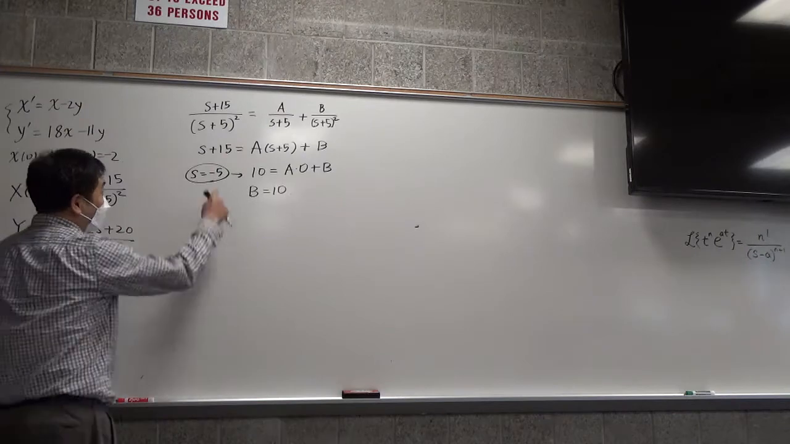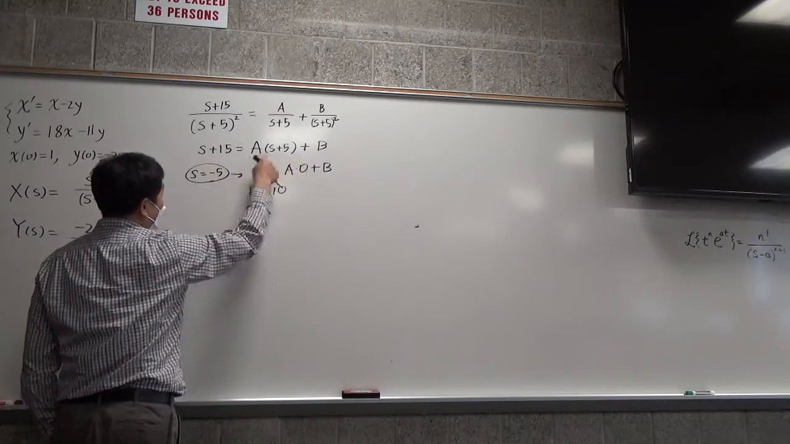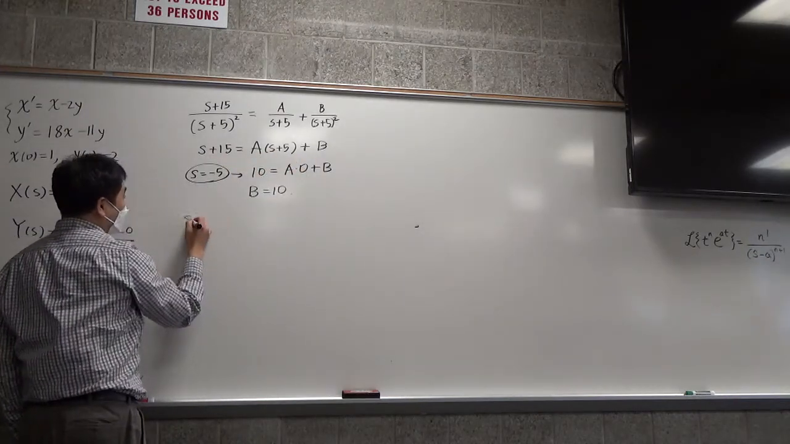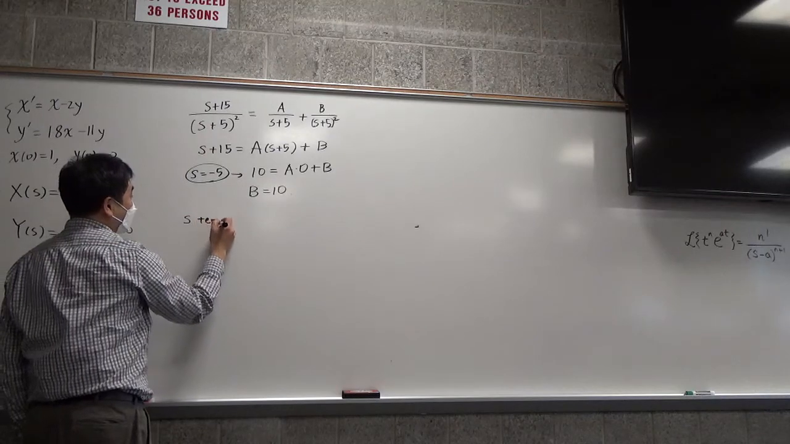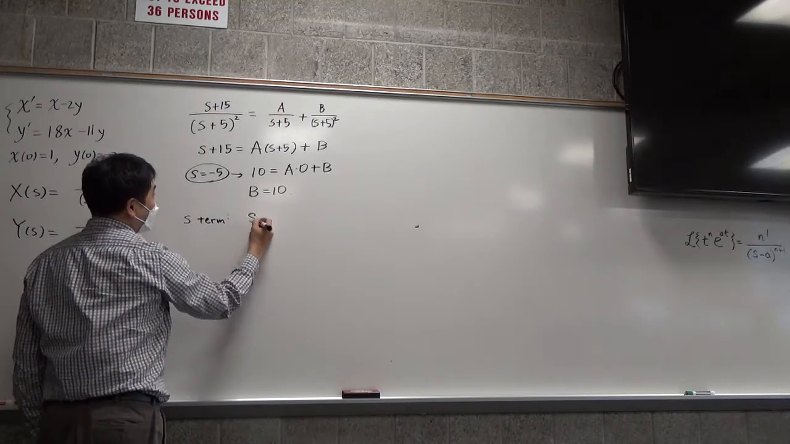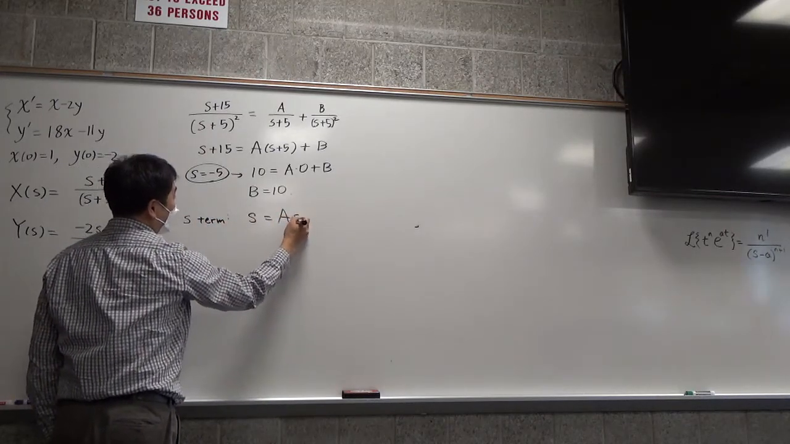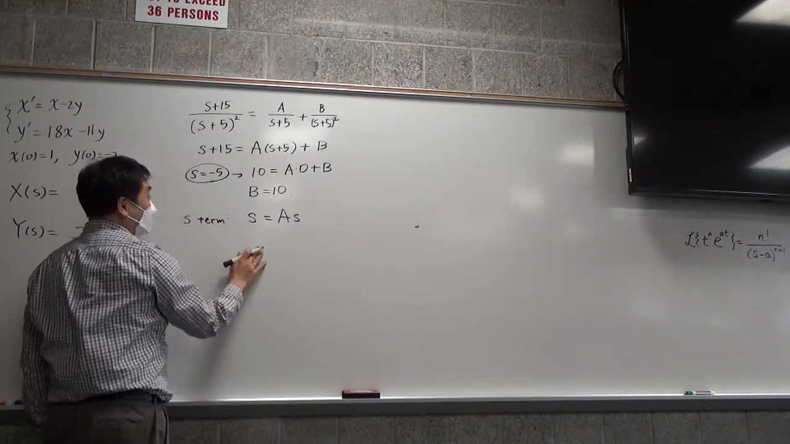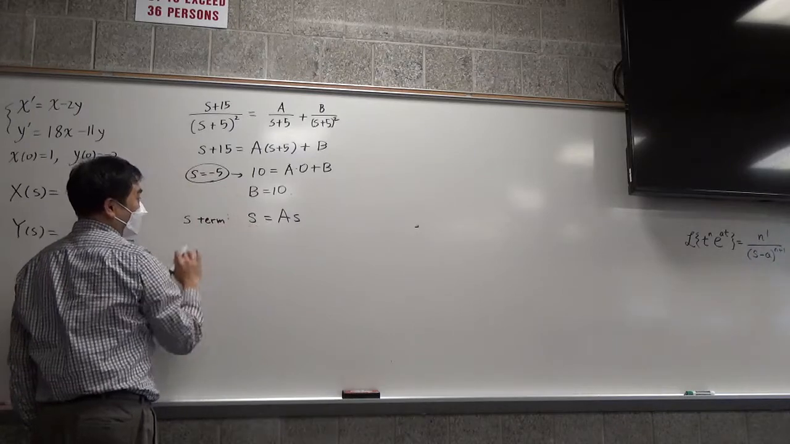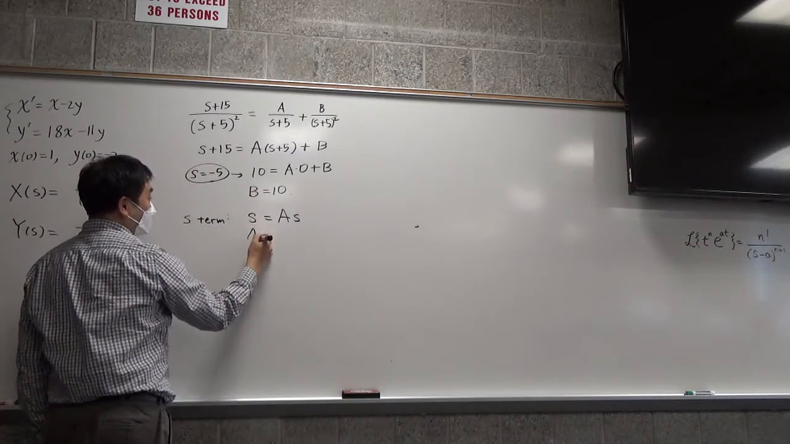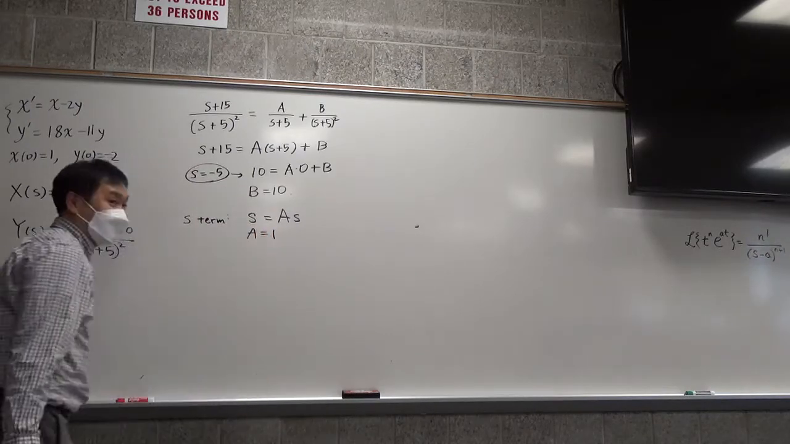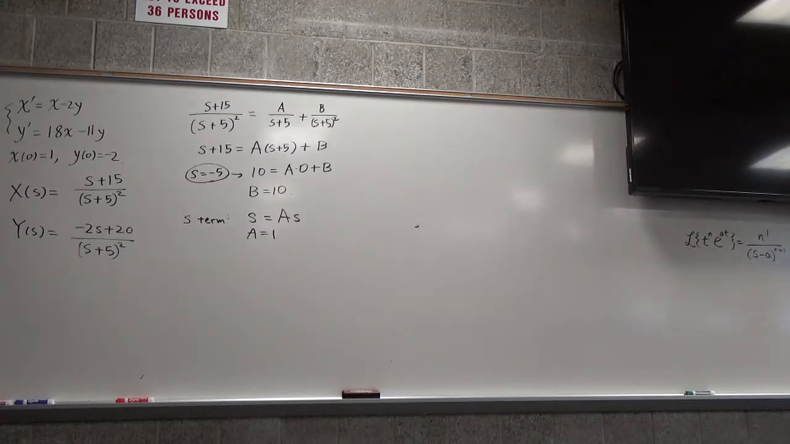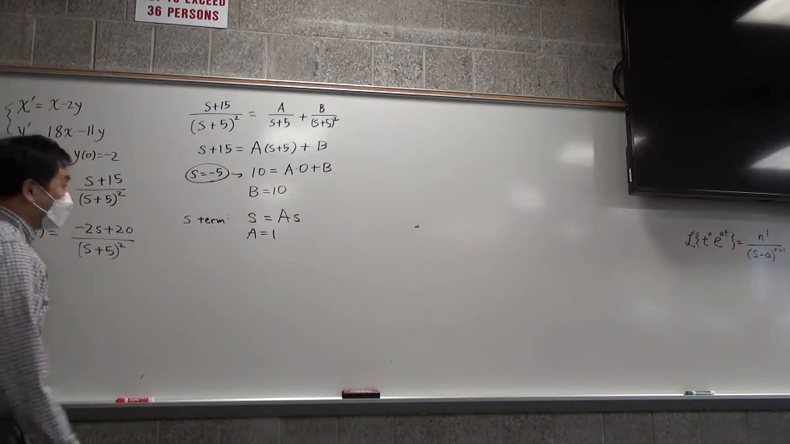So what's the highest order here? s itself. So if you look at the s term, you get s equal to as, right? Because the right side has as as the only term with s, the left side has just s, and therefore a must equal 1. Check that if you plug in s equal to 0, you get the same answer.